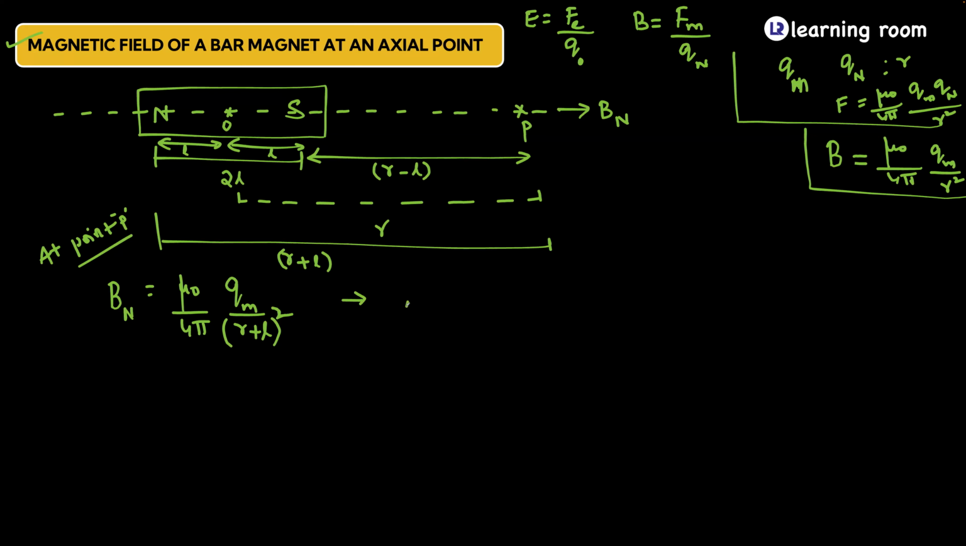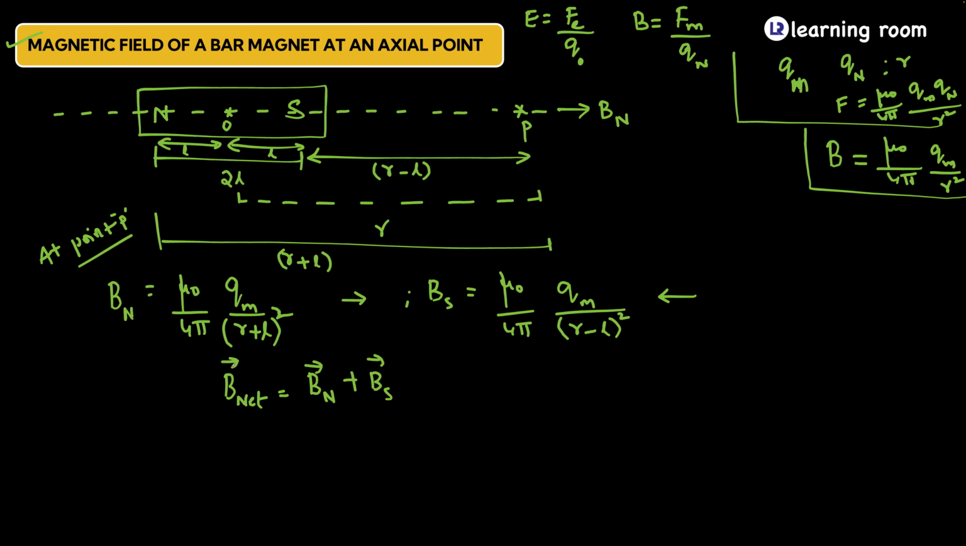Similarly, what is going to be the value of Bs? Bs, the magnetic field due to the South Pole at point P, is going to be mu naught by 4 pi Qm divided by R minus L the whole square. Okay, it is in the leftward direction. So what is going to be the net magnetic field? The net magnetic field is going to be Bn plus Bs in the vector form. This is the principle of superposition.